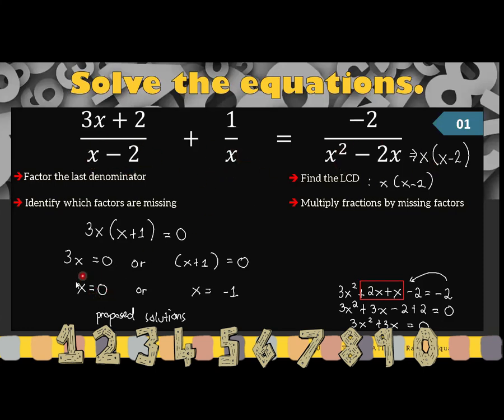Now, from our given proposed solutions, we could not have the value which is 0 because if we substitute x is equal to 0 on our second rational expression, then we could have a result which is undefined. It's basically dividing 1 by 0. In this case, because of the restriction where x should not be equal to 0, the only valid solution is negative 1. Now, the solution set will be negative 1. Now, let's have the second example.